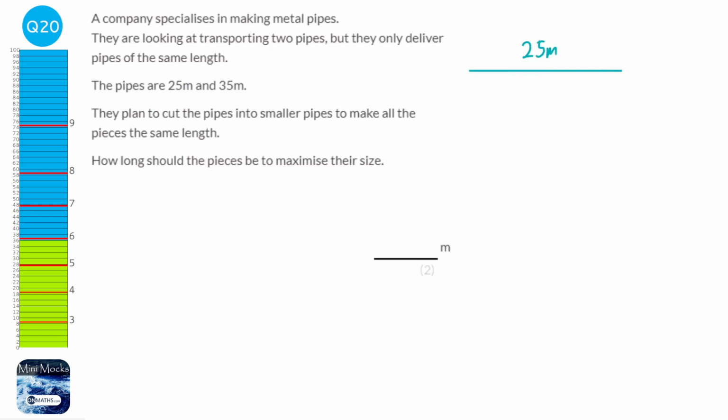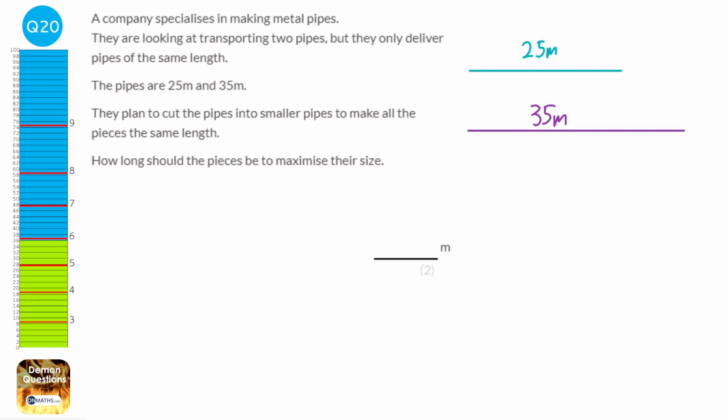and we've got the 35 meter pipe here, the question's basically asking us what can we cut all these pipes into, and they all have to be the same length, that will fit with the 25 meter and the 35 meter. And essentially what this question is asking is, what is the highest common factor of 25 and 35?